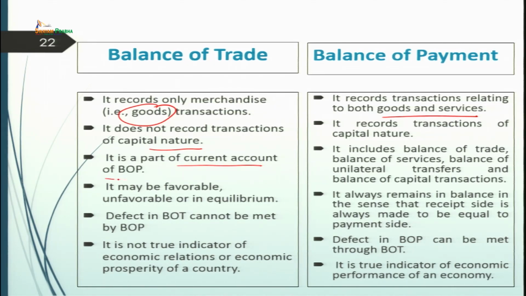Balance of trade is a part of the current account of the balance of payment. However, the balance of payment is not just the current account. It includes the balance of trade, balance of services, balance of unilateral transfers, and balance of capital transactions. It may be favorable, unfavorable, or in equilibrium. However, the balance of payment will always be in equilibrium. Deficit of the balance of trade can be met through the balance of payment. However, whatever deficit comes in the balance of payment cannot be met through the balance of trade.